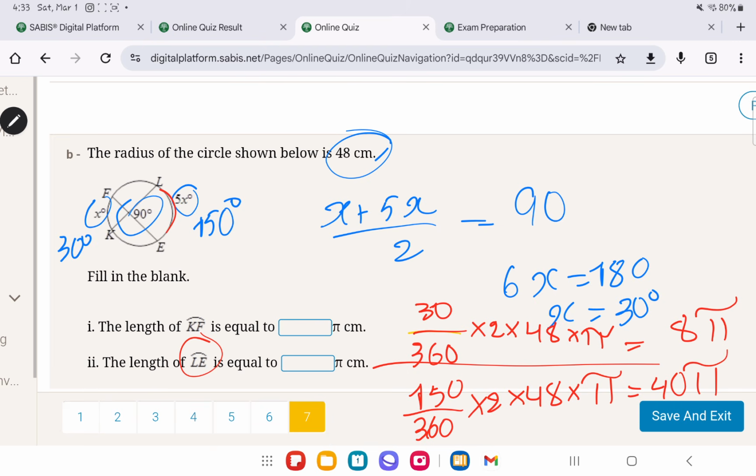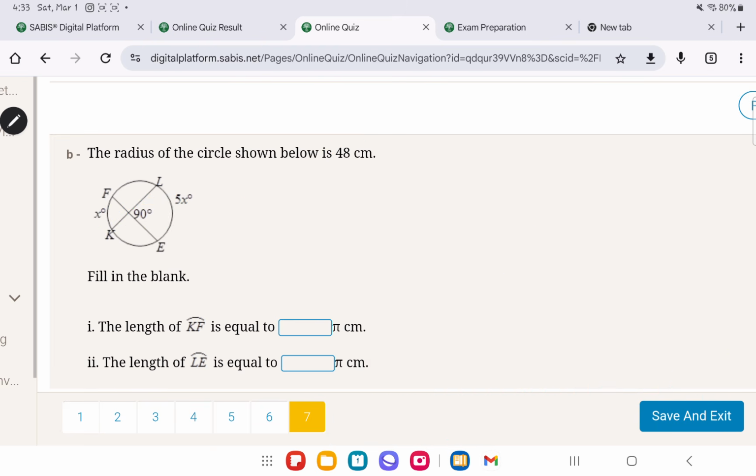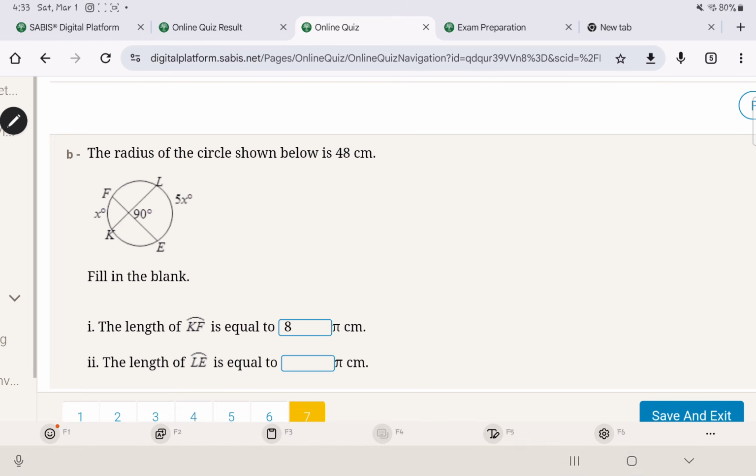Now, I don't know if you guys noticed something. As the angle increases, the answer increases. As you see, from 30 to 150, we multiplied by 5. So definitely from 8 to 40, you are going to multiply by 5. This is just another way to do it. So in part B, it is going to be 8 pi and 40 pi.